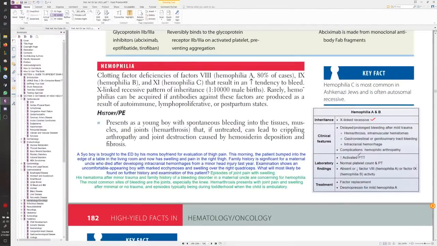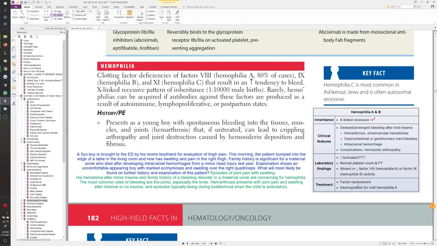So their PTT will be high, but normal platelet count, so they won't have any thrombocytopenia, and normal PT, because their factor 7 is good. There's going to be an absent or decreasing factor, whichever one, depending on which hemophilia they have. And how do you treat it? Just give them the factor they're missing.